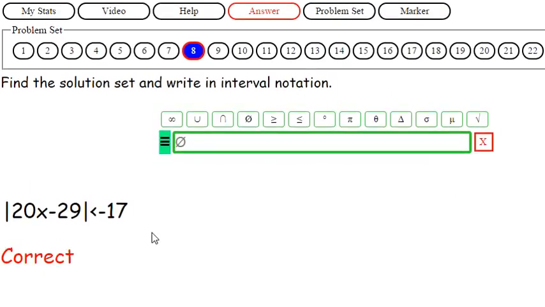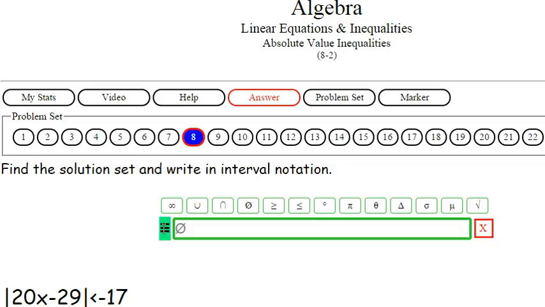Another one of these problems. They could take up your time. You should just look at that and go, man, there's no solution to that, or the empty set. The interval that contains no elements.